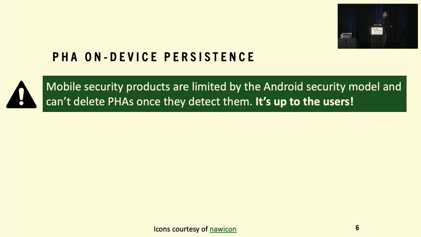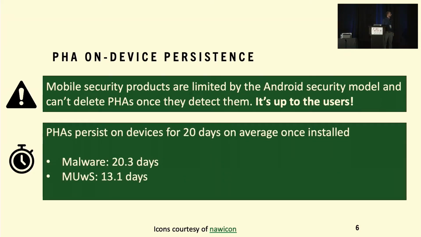Okay? And what we found is that users do not promptly delete these apps. So for malware, we find that these apps stay on the device for more than 20 days on average after being detected, so after the user was warned. And for the mobile unwanted software, it's a little less, 13 days. And this might be because these apps tend to be more annoying. They will display annoying ads or do weird things, while the malware might try to stay stealthier.